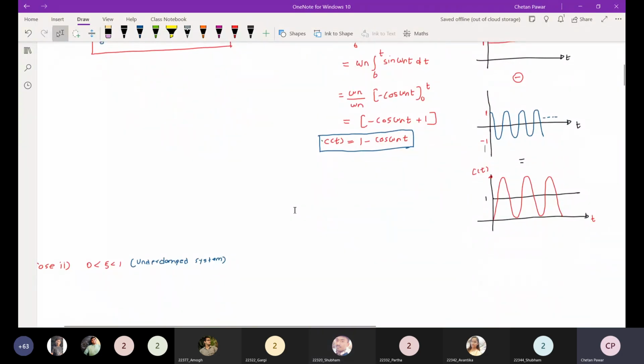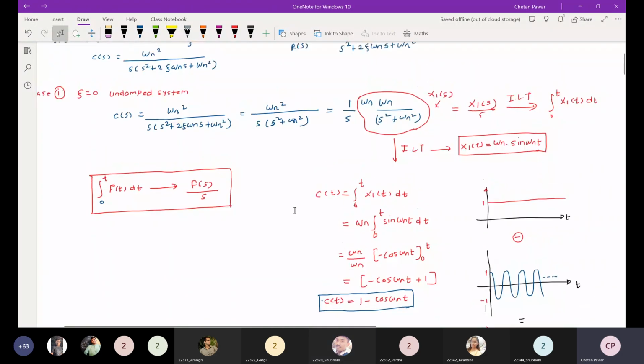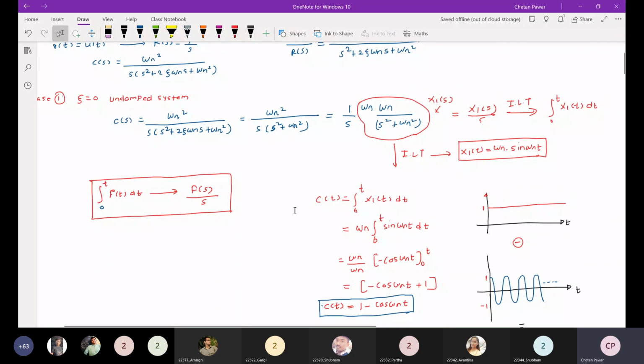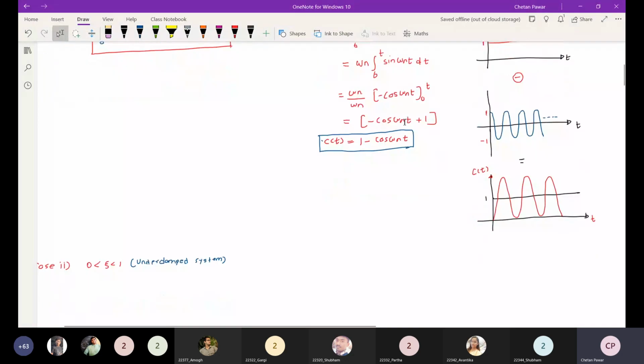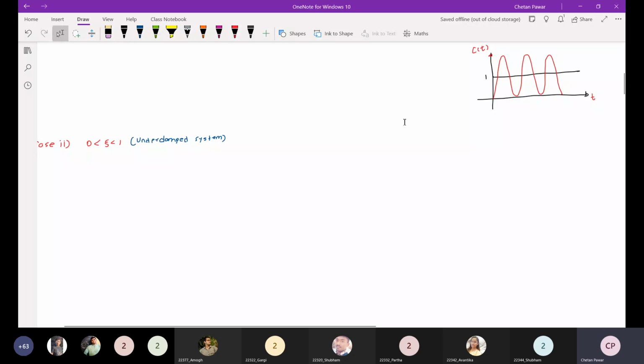Let us consider the next condition. If you just form the poles for this particular thing, because for the impulse response we only find out the system poles, we will analyze the system that way.